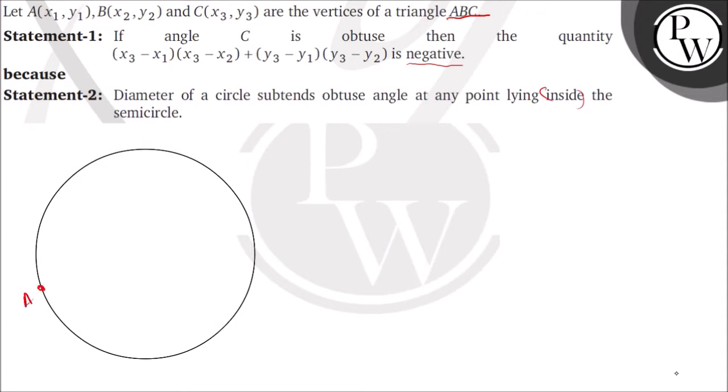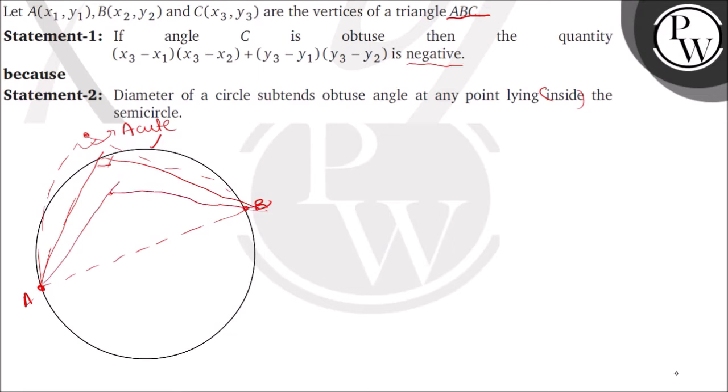This is point A, and let's take a diameter roughly like this. So this is point B. Now if we look at the diagram, we know the property that a diameter subtends a right angle at any point on the semicircle, right? This is going to be a right angle. Now if we go outside the semicircle, it's going to become an acute angle, right? Since we're going further away, the angle becomes acute. This is an acute angle. Now similarly, if we go inside the semicircle, the angle becomes more than 90 degrees. So this angle is obtuse.